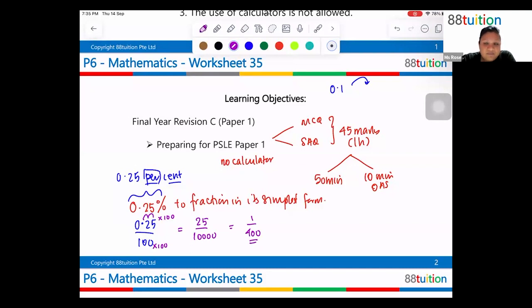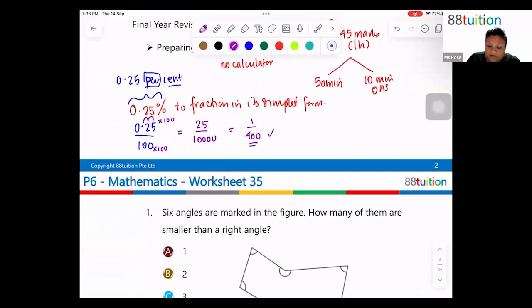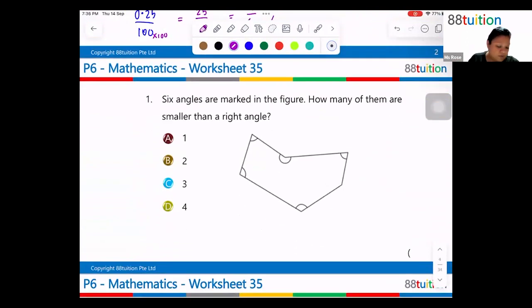Now, a very quick poll we did showed that only 10% of the students, 50 out of 500 students, actually got this answer correct. So please take note on this question. It is a common question at P5 as well as P6, and it has also come out in PSLE before if you look at the paper one questions. So take note, percentage means over 100. All right.